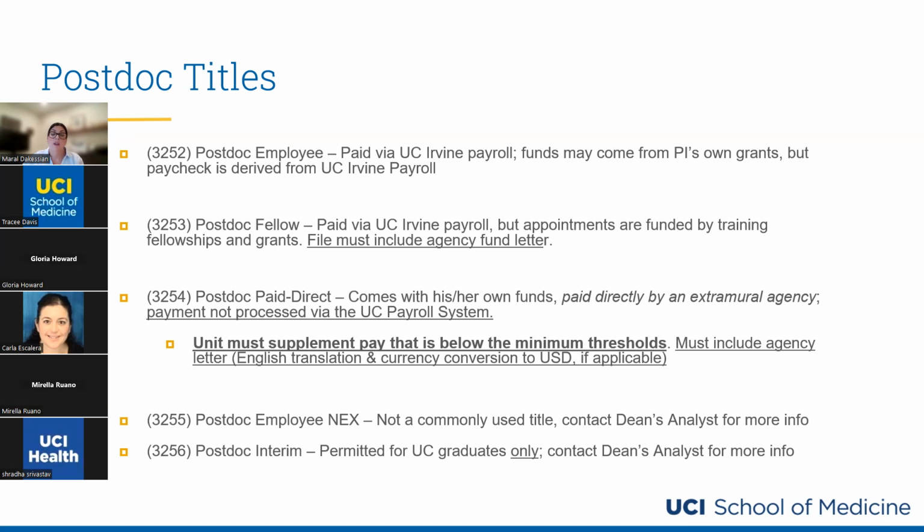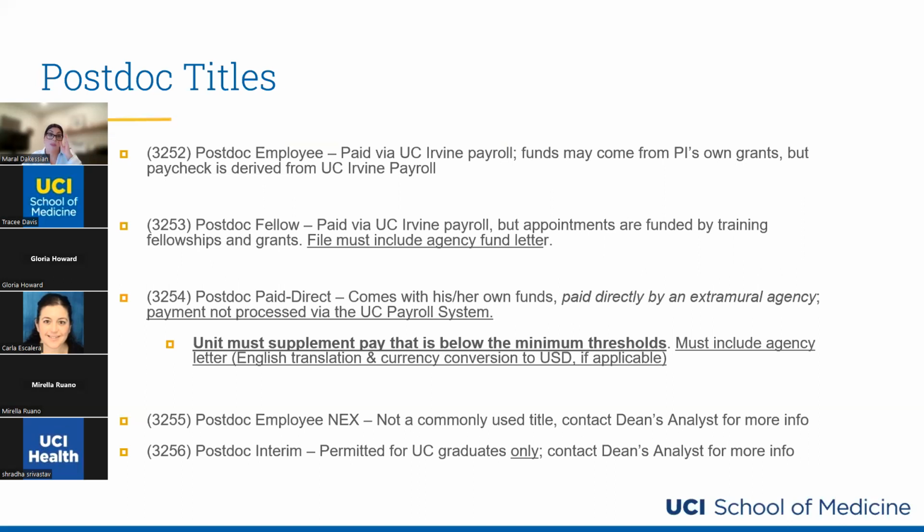The third type of postdoc is a postdoc paid direct. This is the type of postdoc that is coming to UCI to work for us with their own funds. They are always paid directly by an extramural agency. Sometimes they come from a different country, and sometimes the governmental agency is paying them. And the payment does not go through the UCI payroll system. They get those funds directly.